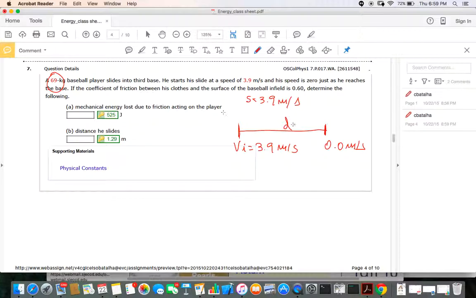And the coefficient of kinetic friction is given, because he's moving, as 0.6. Determine the mechanical energy lost due to friction.